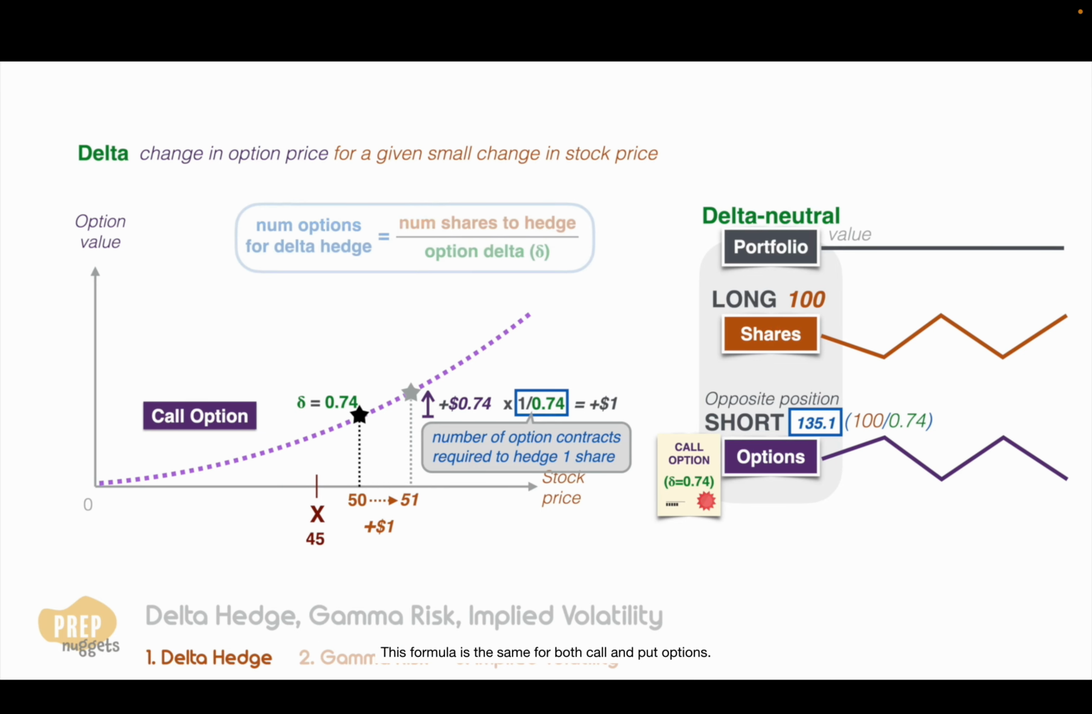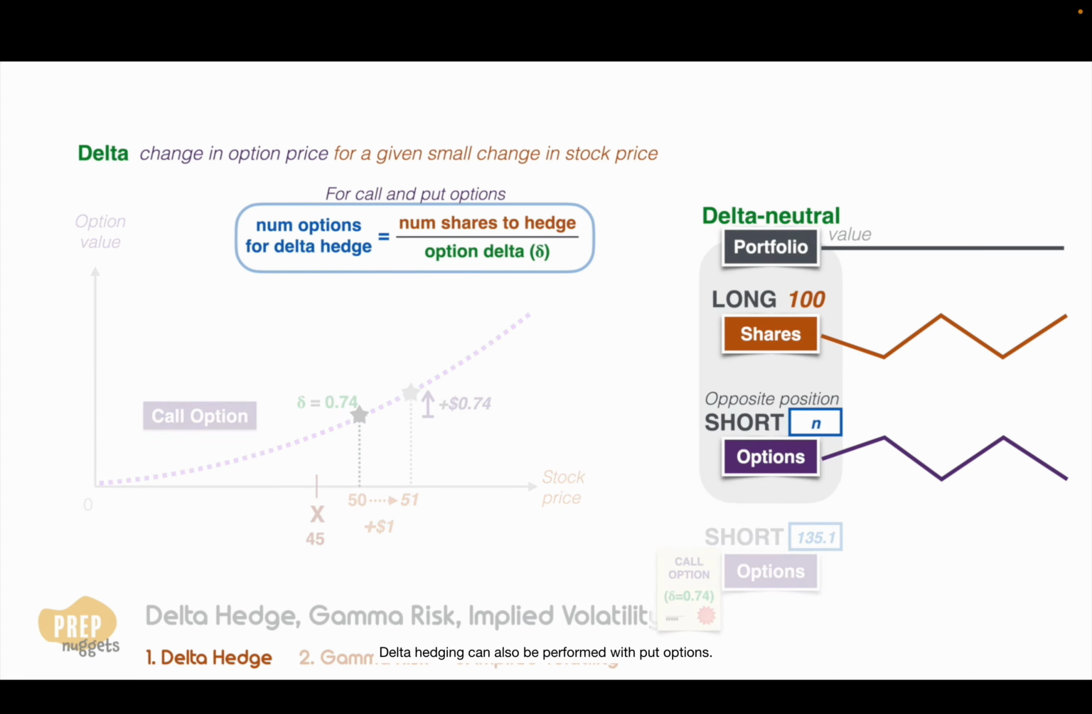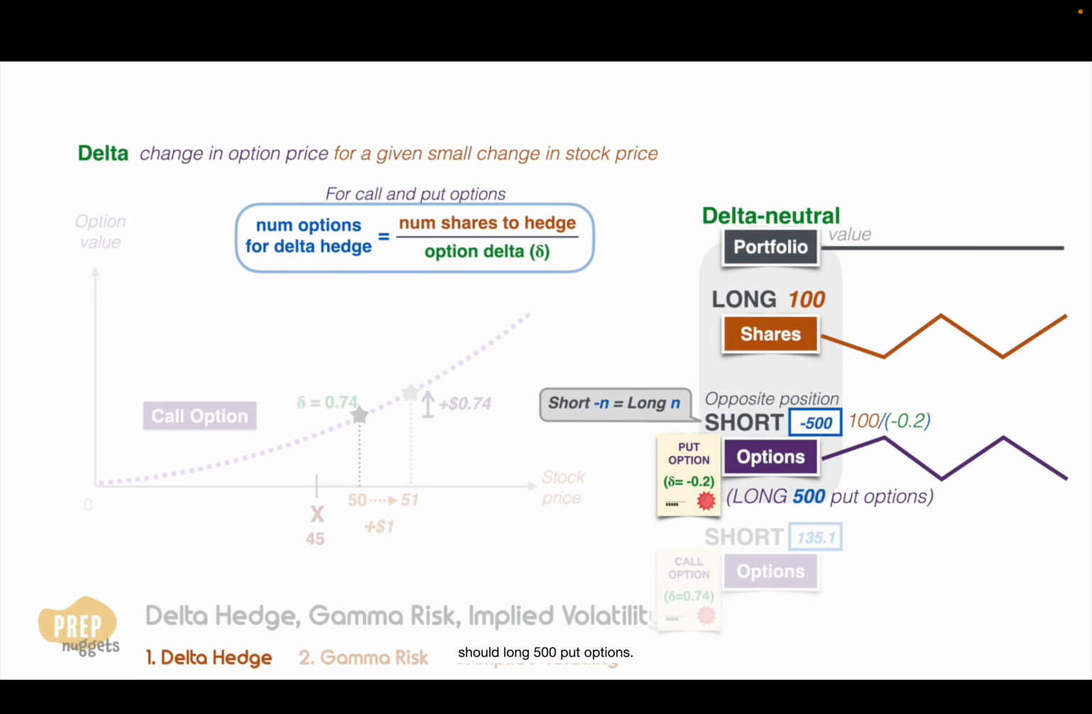This formula is the same for both call and put options. Delta hedging can also be performed with put options. Let's say there is a put option on the stock with a delta of minus 0.2. The number of options you should short is minus 500. To short a negative number is also to long the positive of that number, so in this case, you should long 500 put options.